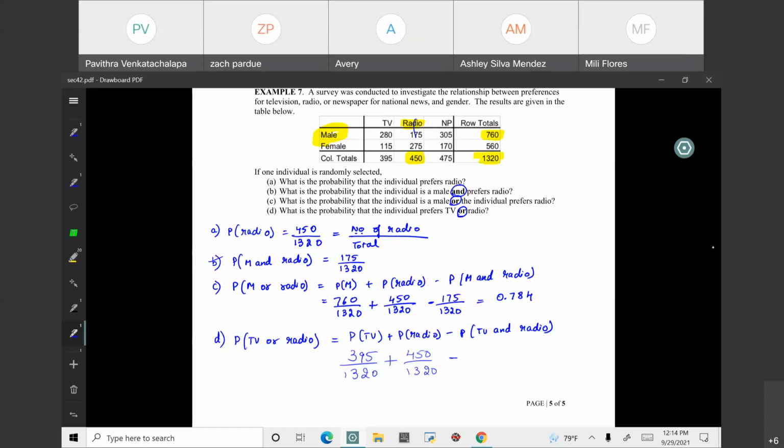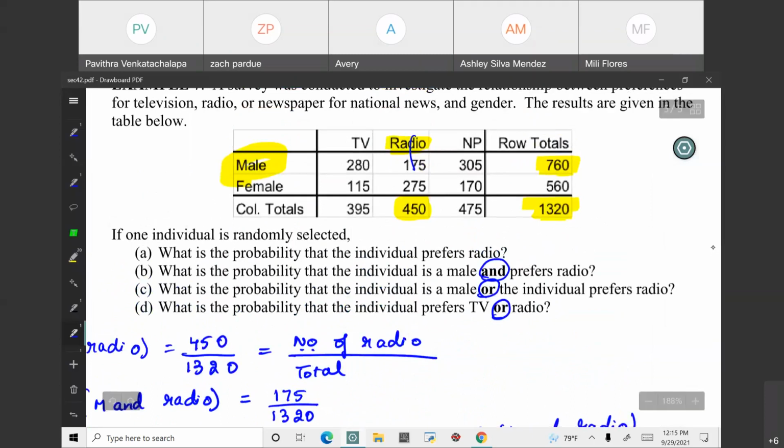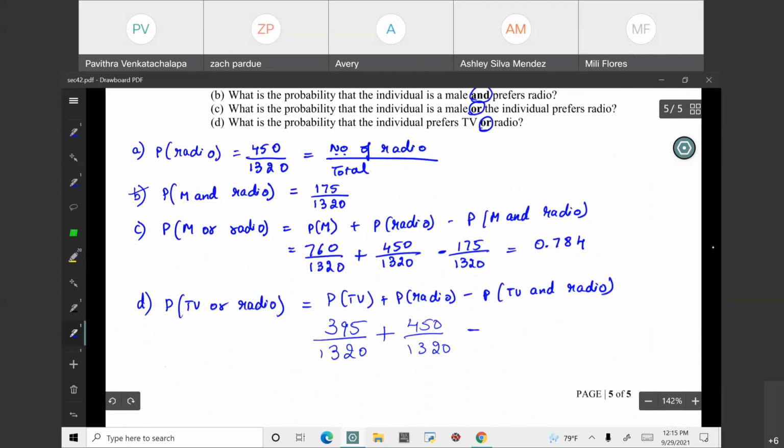So what do we mean by and? Means both. So people who prefer TV and also radio. The information is not given here. So can we use the formula and calculate? No, because there is no connection between TV and radio. It is a separate one. So what will be the probability now? There is no probability. The probability is 0. There is no chance that they will prefer both TV and radio.